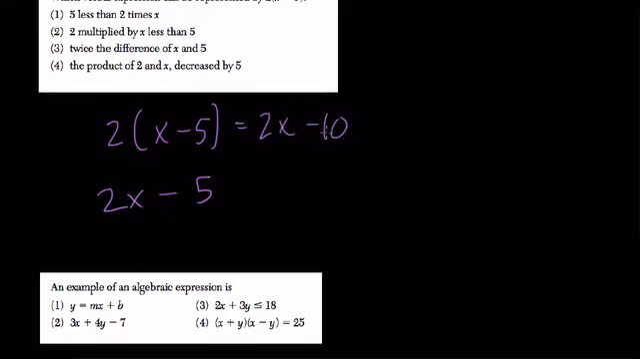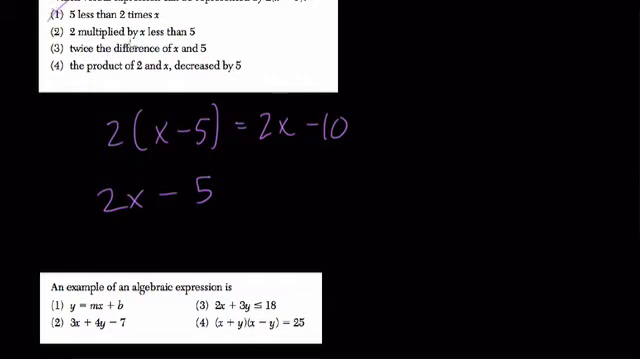Which verbal expression can be represented by 2 times x minus 5? The first one says 5 less than 2 times x. Well, that would be 5 less than 2x, like this. But really, we have, if we distribute this, 2x minus 10. So this one, choice 1's out.